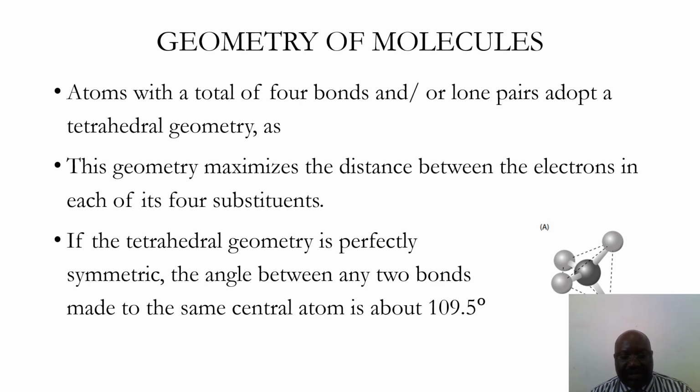If the tetrahedral geometry is perfectly symmetric, the angle between any two bonds made to the same central atom is 109.5 degrees. This is exactly what we see when carbon forms 4 bonds. An example is methane, where carbon is bonded to 4 hydrogens. The bond angles are 109.5 degrees.